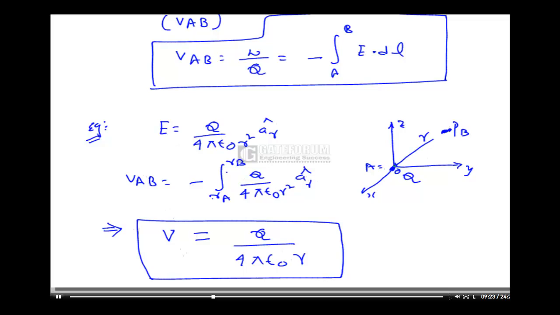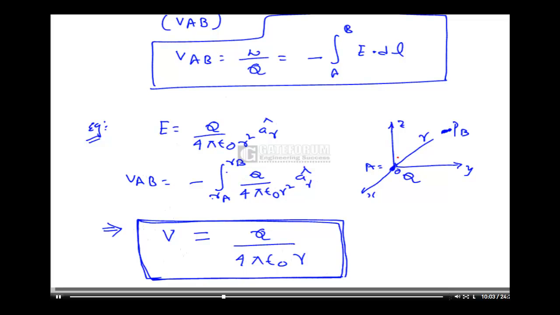Because here the distance of A is equal to 0, and B is at R, so you have to integrate in the range 0 to R. If you simplify this, you will get the potential at point P as V equals Q by 4 pi epsilon naught R, because the initial point is at 0. So the potential at any point is the potential difference between that point and a reference point at which the potential is 0. Here at the origin the potential is 0.